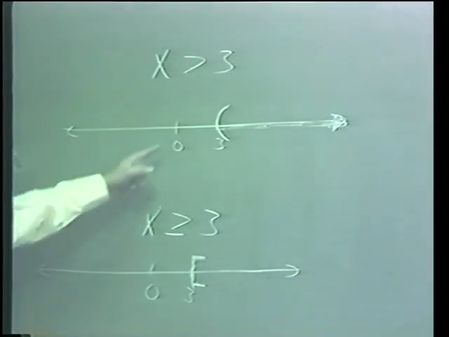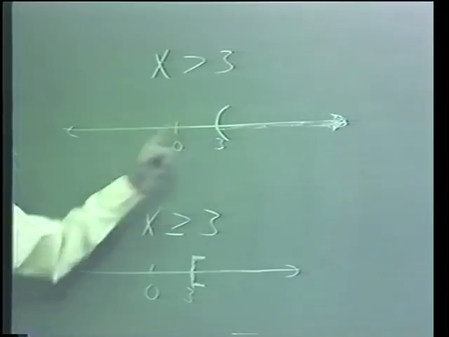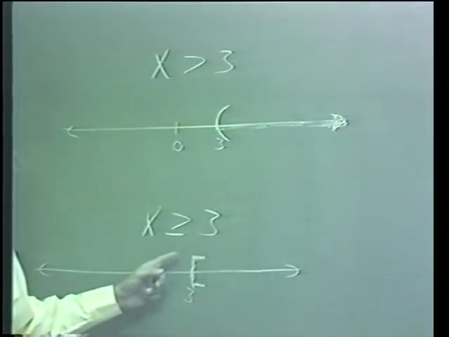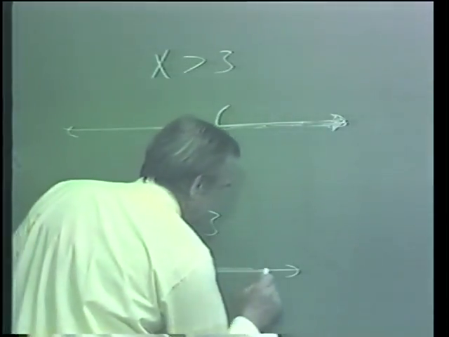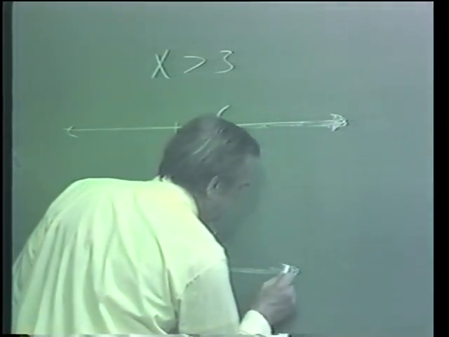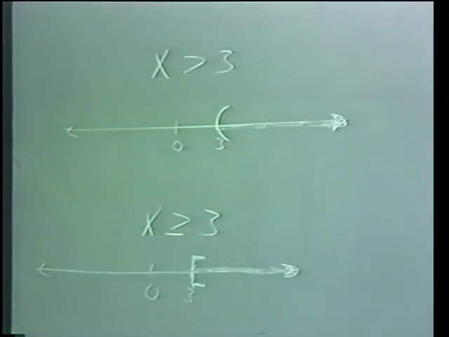Remember, parenthesis shows that that number is not included. A bracket shows that that number is included. And then again, we darken in everything to the right. Every place we have it shaded is part of our solution set.